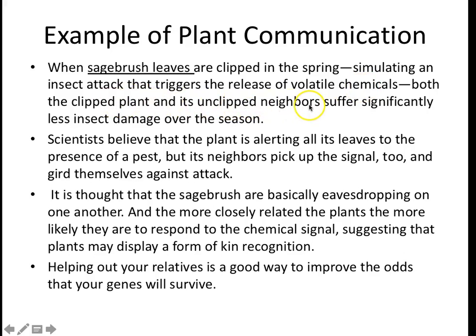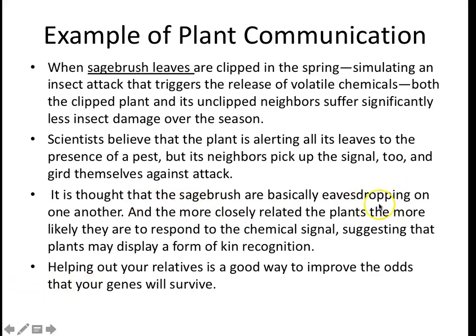And it can actually help the plants, again, downwind, the unclipped neighbors of either sagebrush or other plants in that area. And then their neighbors suffer less insect damage during the seasons. They don't have to be related to sagebrush. This is what I mean by plants are amazingly altruistic. And so forth and so on.